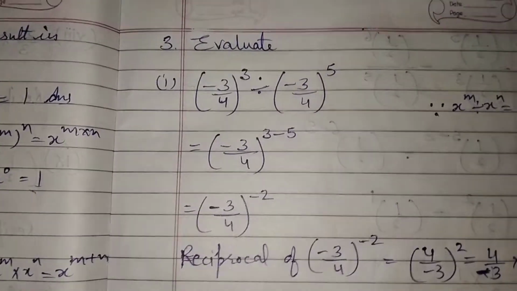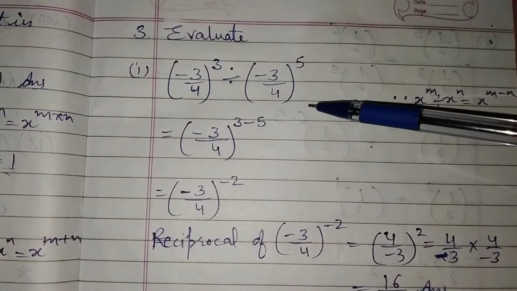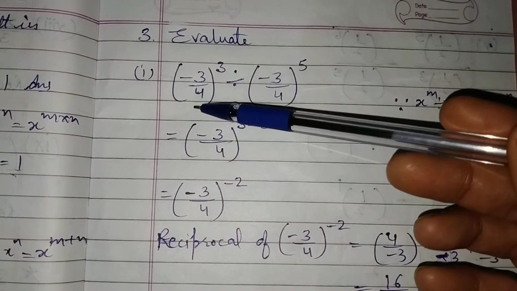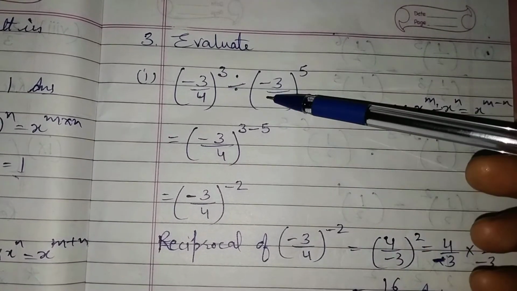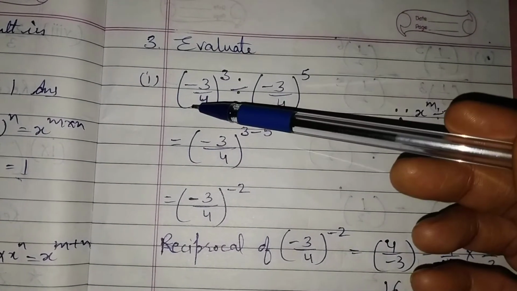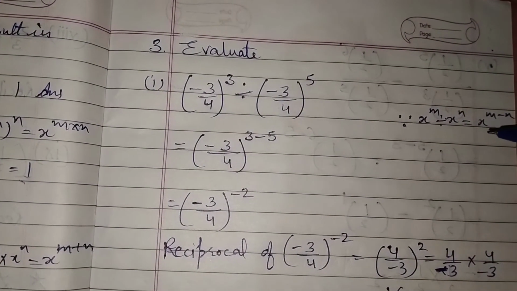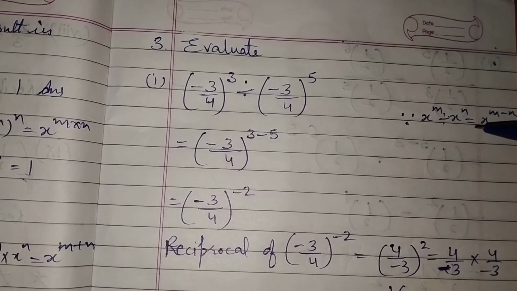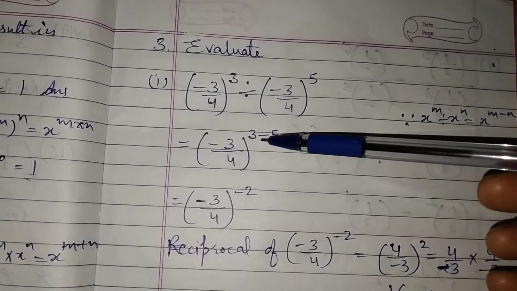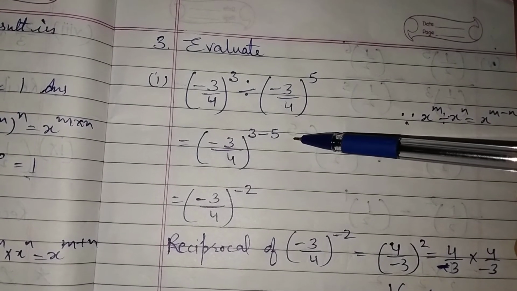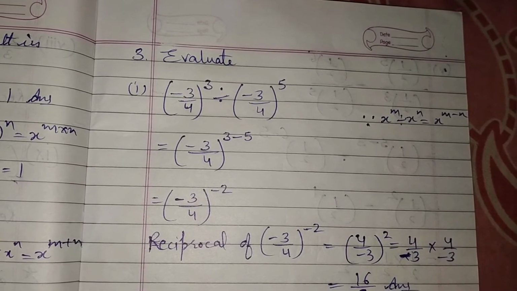Third sum is evaluate. This is given. In between these exponents, a division sign is there, bases are same, powers are different. In between them division sign is there. We will use the second law of exponent, means we will subtract the powers. Okay, minus 3 by 4 whole raised to the power 3 minus 5. After solving we will get exponent minus 2.